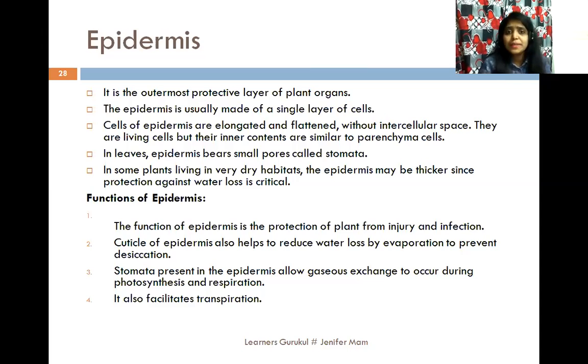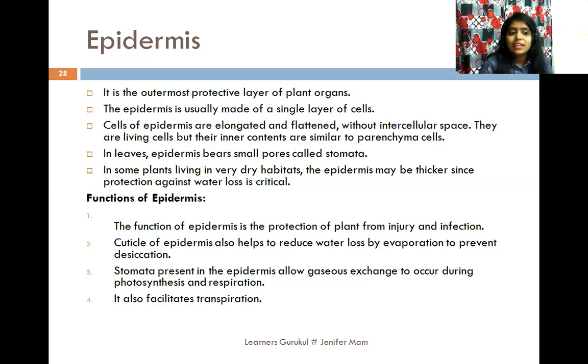The epidermis is the outermost protective layer of a plant organ. It is usually a single layer of cells. They are elongated and flattened with intercellular spaces. The intercellular spaces are present in the epidermis, and they are living cells. The inner content is very similar to that of parenchyma cells.